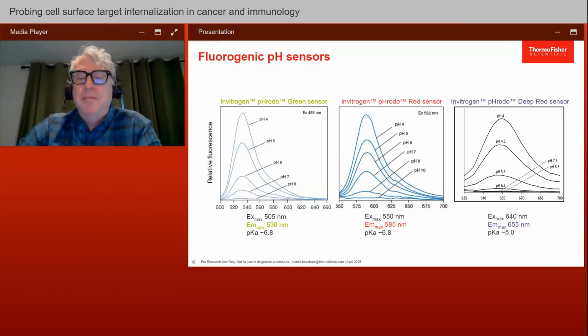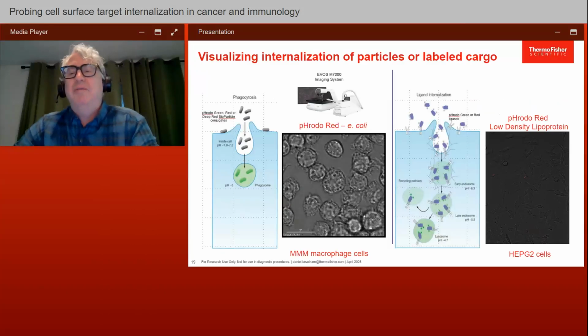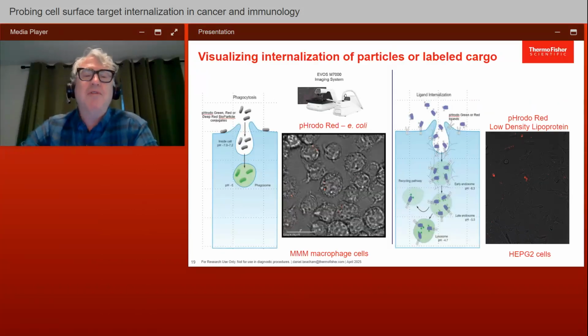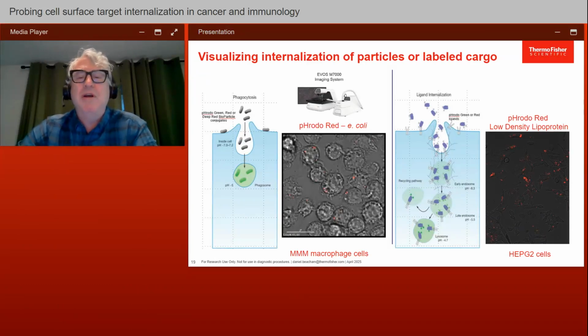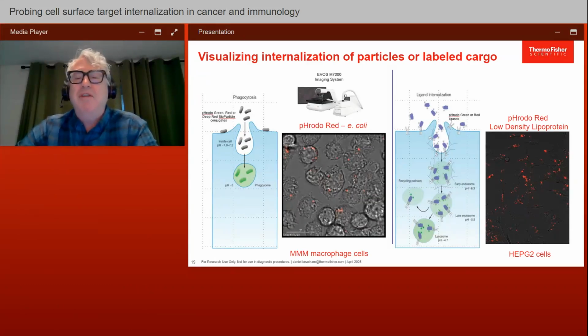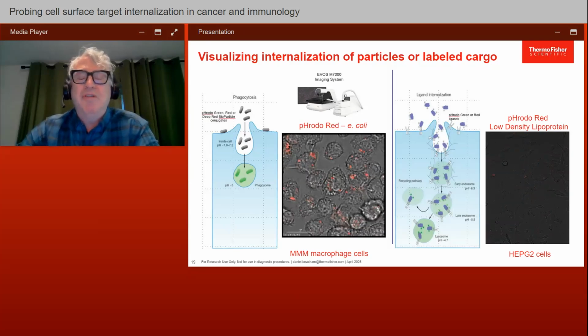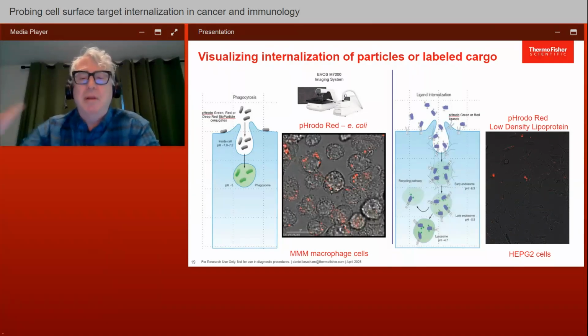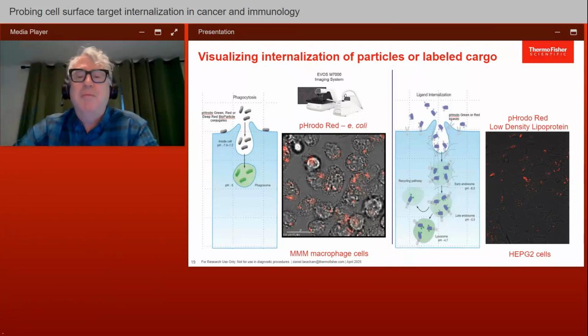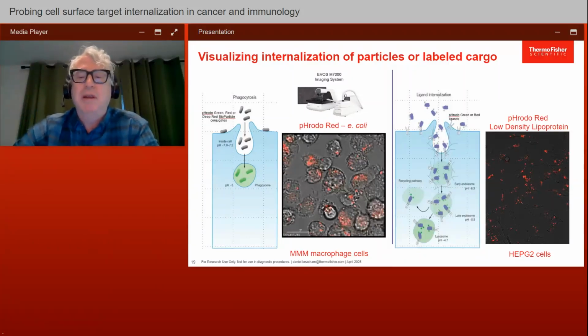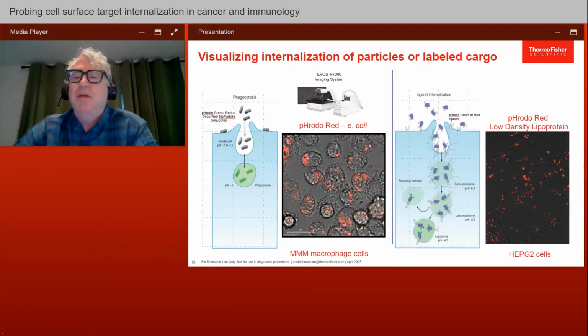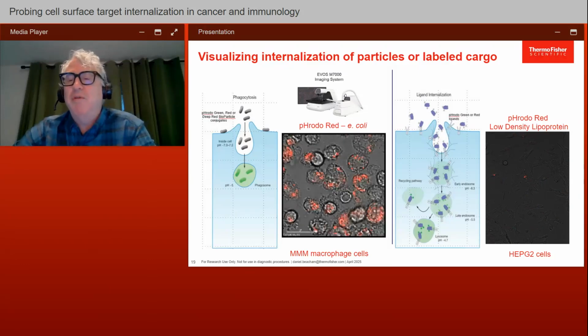But this slide is really just a demonstration of the first two of those pathways in the cartoon I showed. So macrophages engulfing labeled E. coli. What you don't see outside the cell is all the bacteria before they fluoresce, but as they are internalized, they generate bright signal. This can also be used in a solution phase, of course.